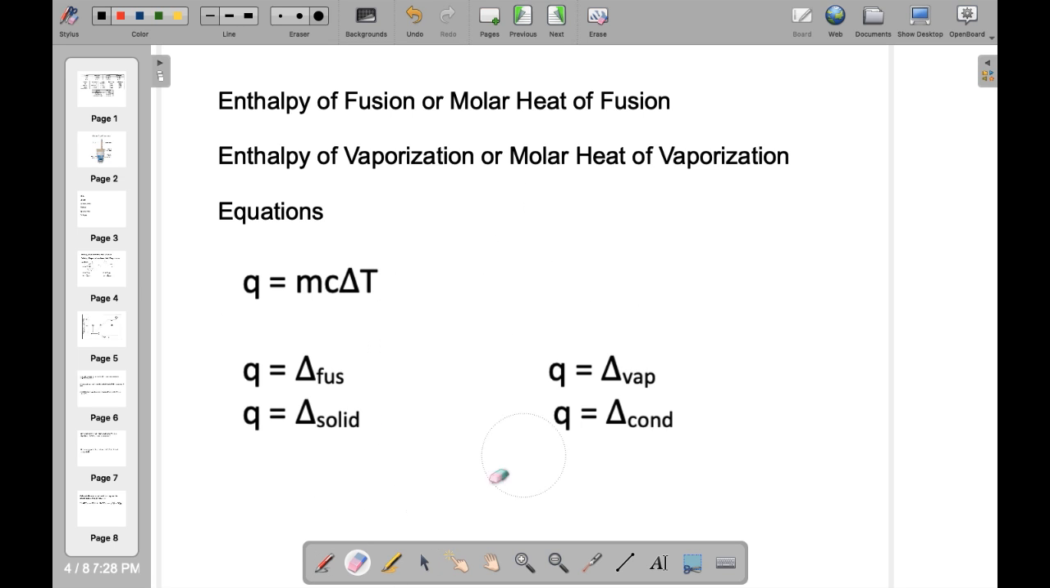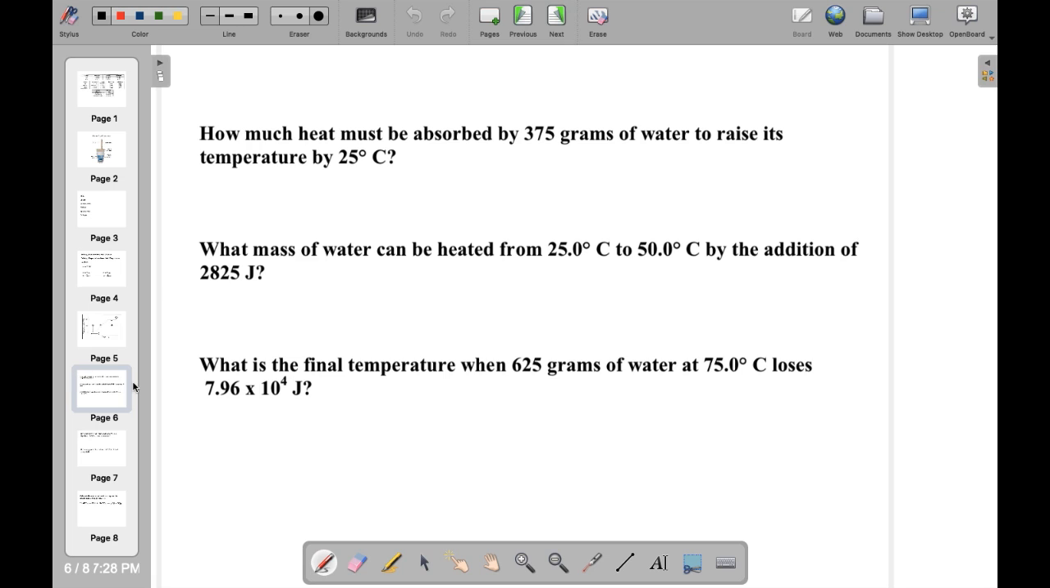Okay, let's look at a couple of basic problems because that's the best way to understand it. How much heat must be absorbed by 375 grams of water to raise its temperature by 25 degrees Celsius? Our most common equation is heat equals mass times specific heat times a change in temperature. Let's see if we can use this equation to answer this question. It's asking me for heat, so I need Q. I have mass, which is 375 grams of water.